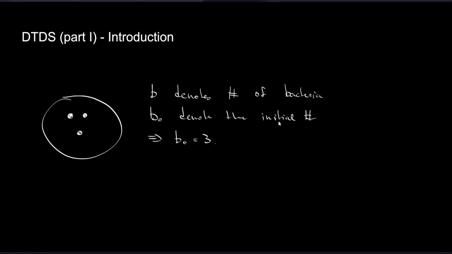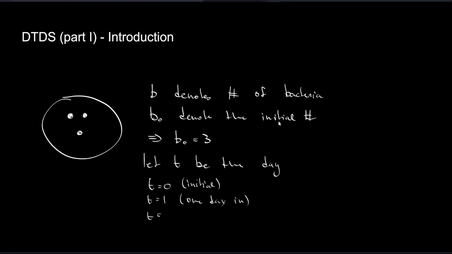And so we will say that also, let's define T. So let T be the day. So T equals 0 is the initial condition. T equals 1 is 1 day in. T equals 2 is 2 days in. So that's after 2 days. T equals 3 is after 3 days, and so on.